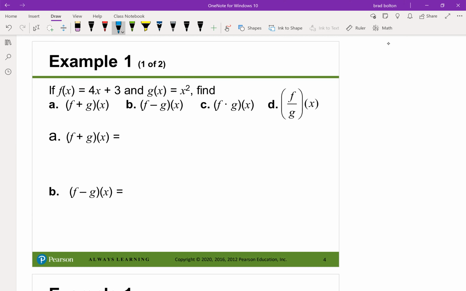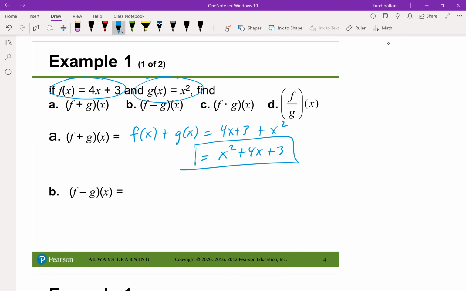So if I want to do f plus g of x, I know that this means f of x plus g of x. But I know that f of x is 4x plus 3, right here, and g of x is x squared. So this becomes plus x squared. And if I want to write it in descending order, this would be x squared plus 4x plus 3. And this would be f plus g of x, okay?